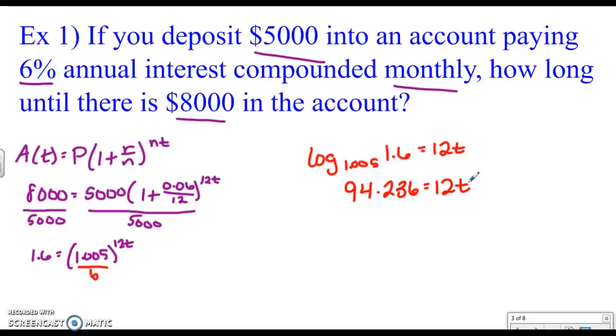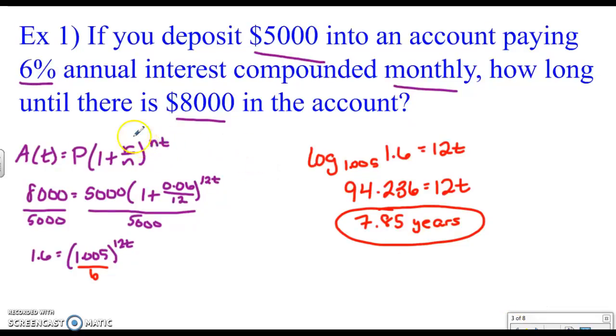you get 7.85. And we're looking at time, so this will be years. Okay, so big difference here. When you're plugging it in, we don't know our time, so to solve it, we're going to have to follow a few different steps and use logarithms to be able to actually get the answer. So log of 1.6 divided by log of 1.005, and then go from there.